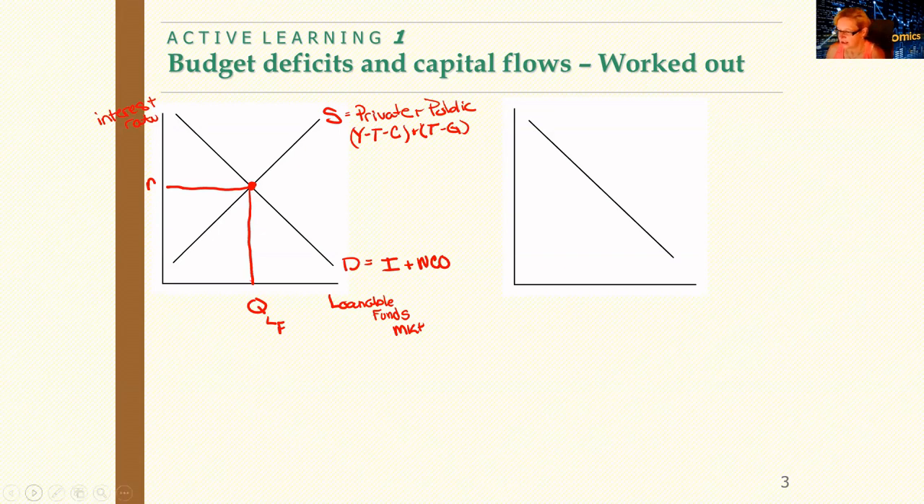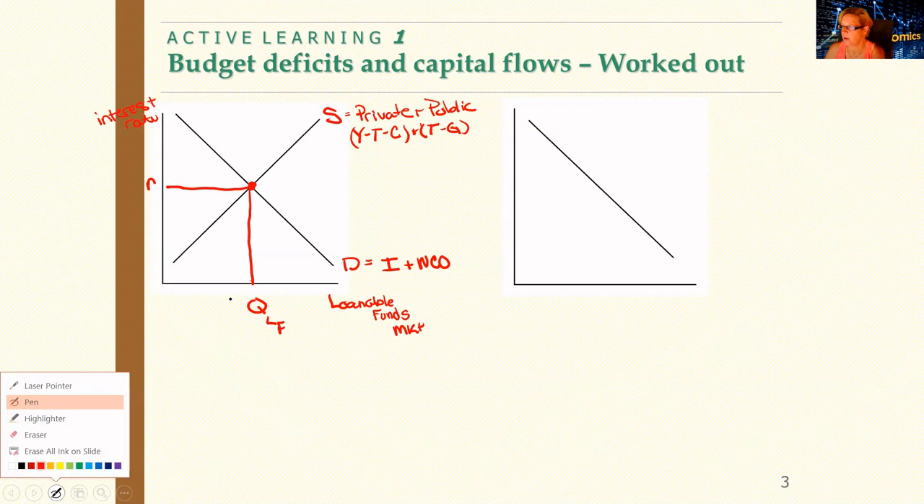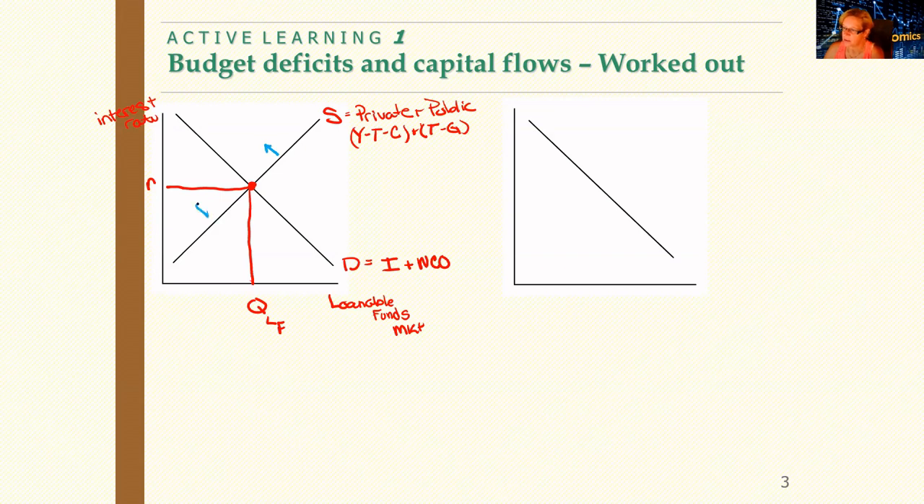Okay. So now let's take a look at the problem. It says now we're going to run a government budget deficit. Remember that the budget deficit decreases national savings. And so the supply curve is going to shift inward and to the left. I'll call it S1. Our new equilibrium, where they crisscross, will be R1. And if I follow this down, this will be the quantity of loanable funds.